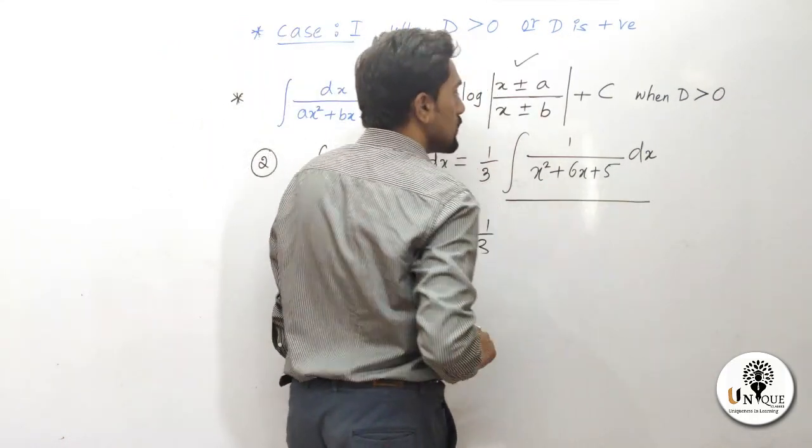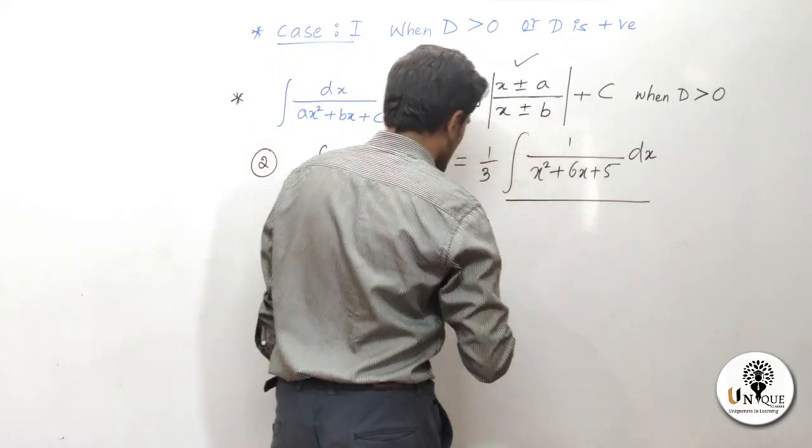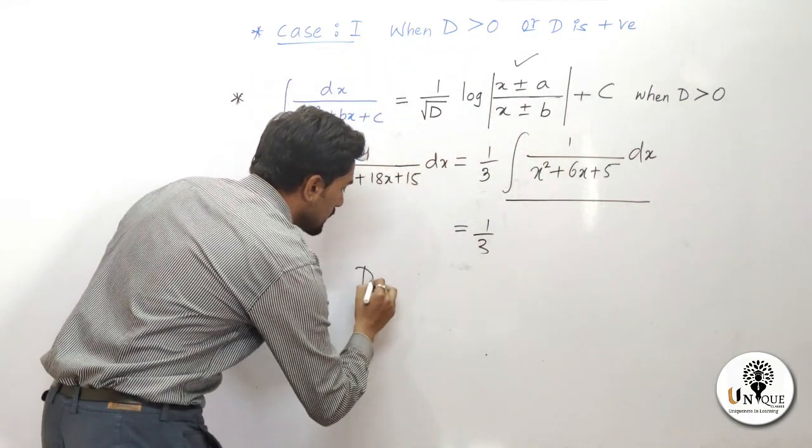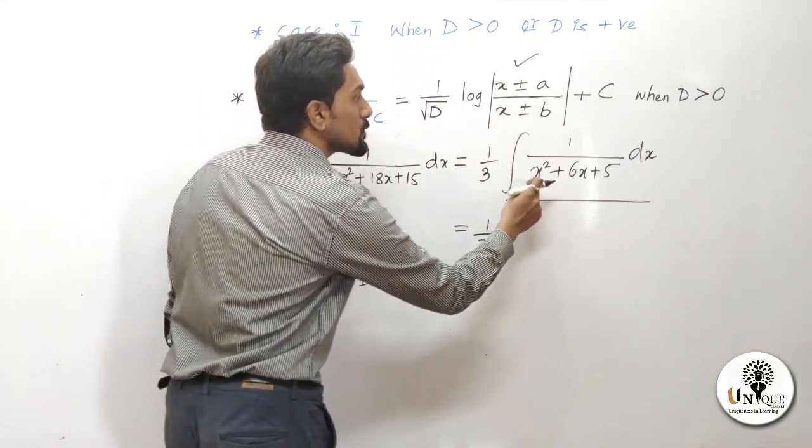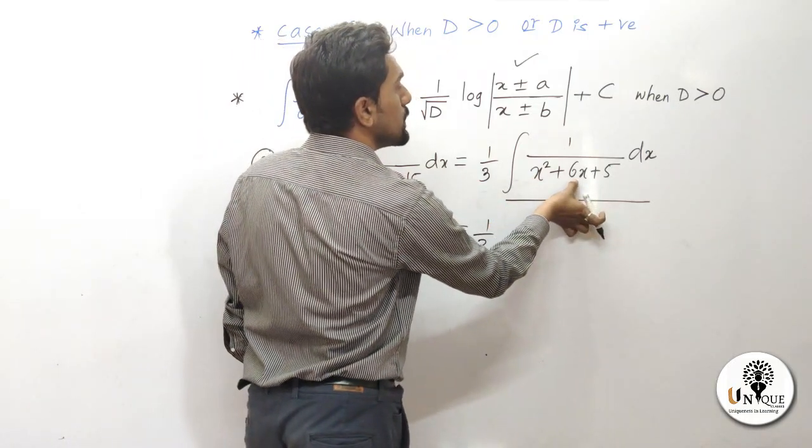I have to find the value of d. So what is the value of d? d is equal to b square minus 4ac. b square will be, b will be 6.